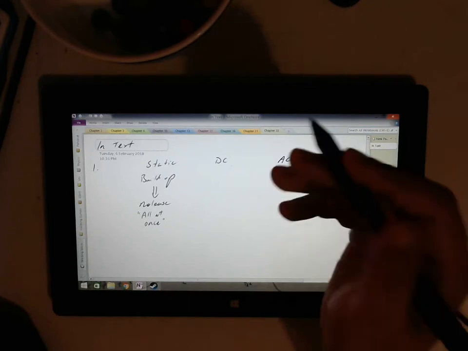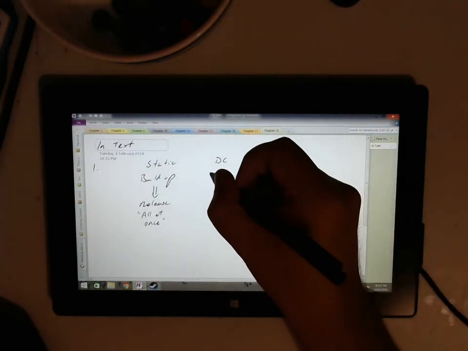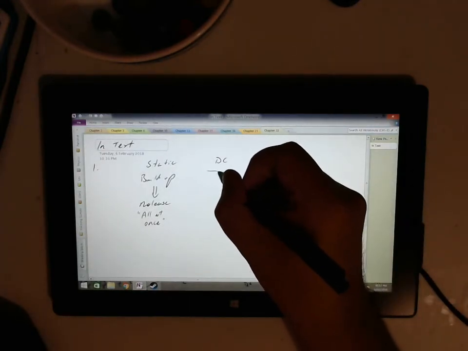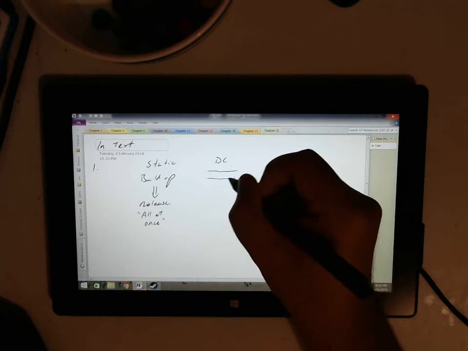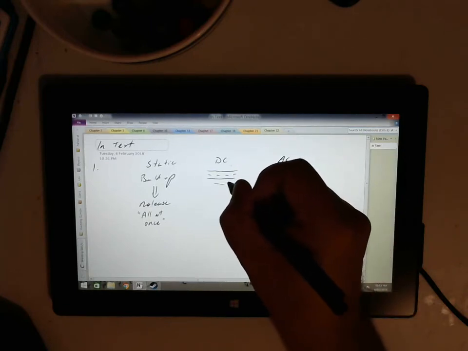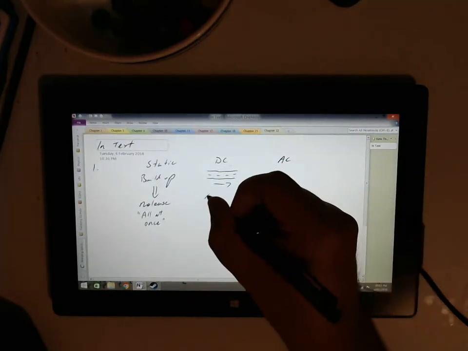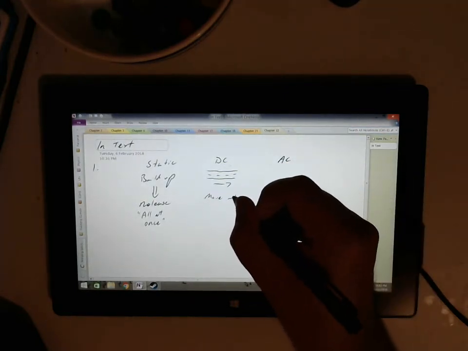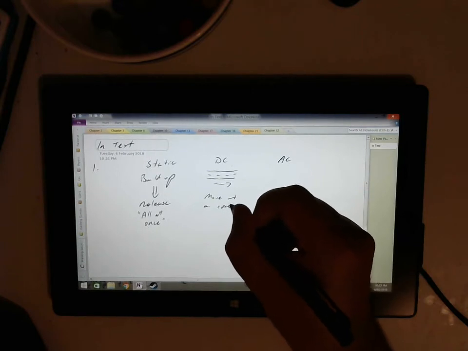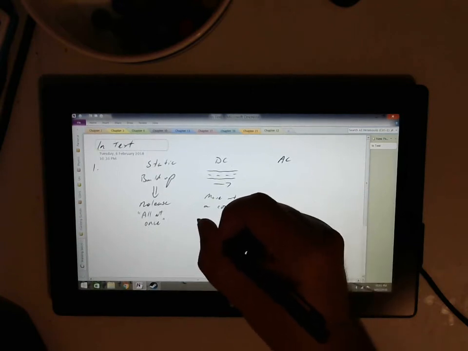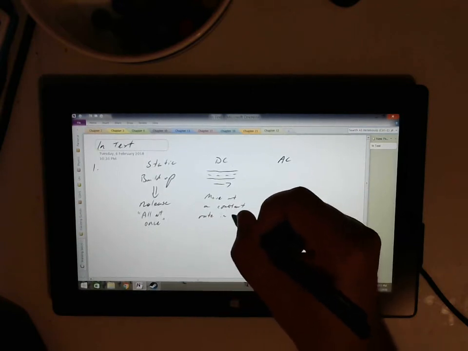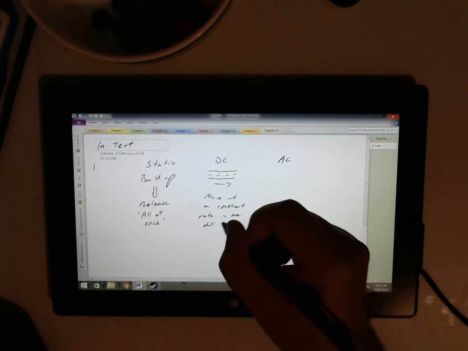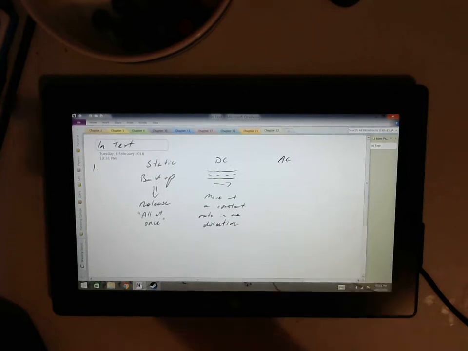Okay, let's talk about DC. So DC is what we started talking about in class, in that we have electrons in a current carrying a wire. There's a sea of electrons and they are moving. So they move at a constant rate in one direction. So DC is always in the same direction.